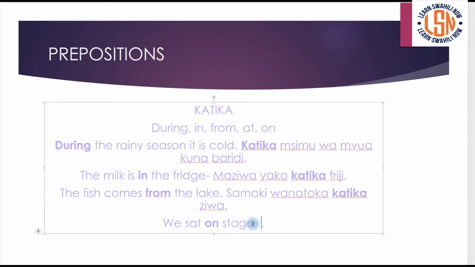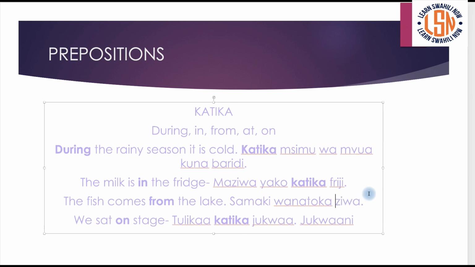And we sat on stage. Tulikaa katika jukwaa. Okay, so here's a little ninja trick I usually suggest to people. When you're talking about a location and you really don't want to bother with all the prepositions, what you can simply do is just add an ni at the end. Jukwani. But this only works when we are dealing with a specific location. So for instance, the fish comes from the lake. Samaki wanatoka ziwani. It solves a lot of problems. So that's a little ninja trick free of charge for you.